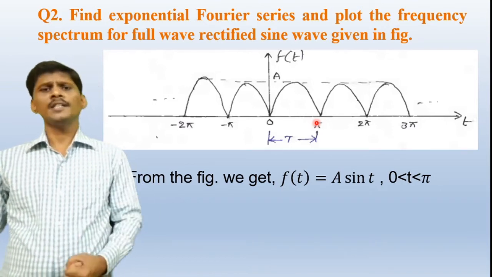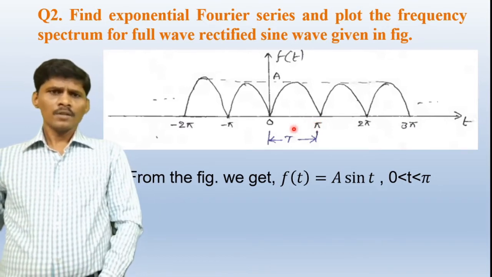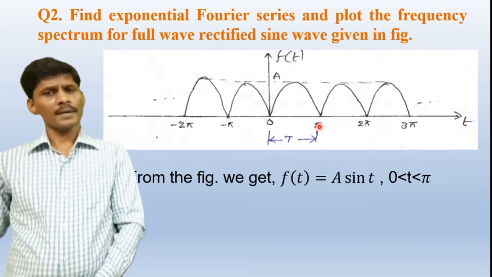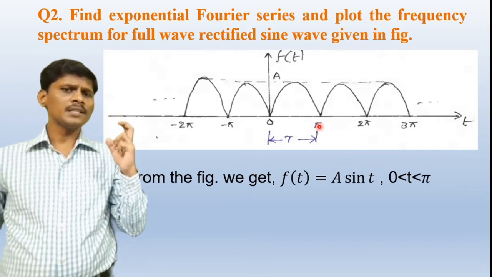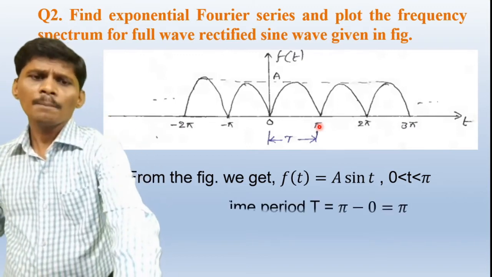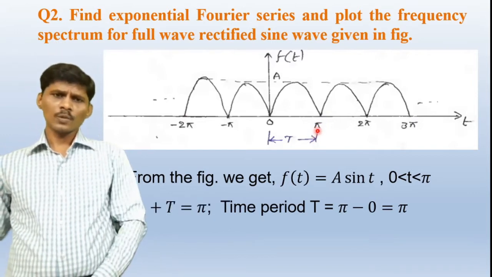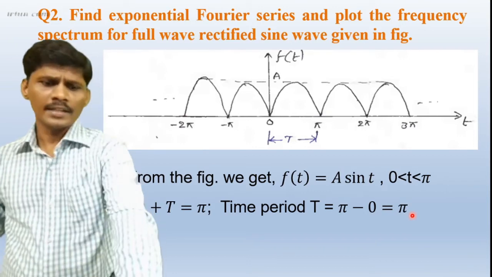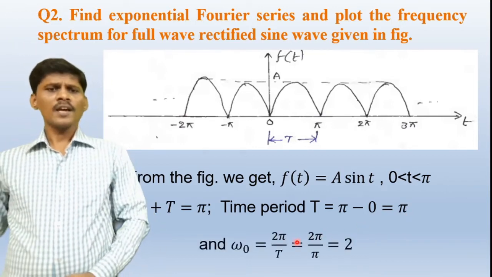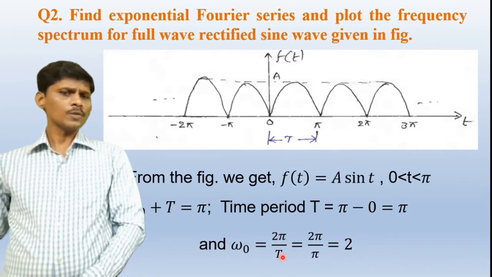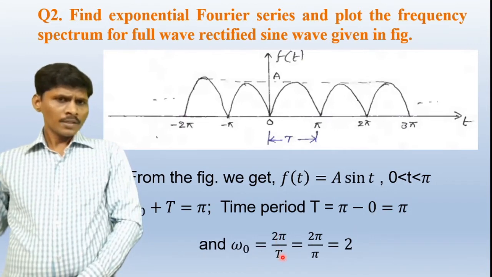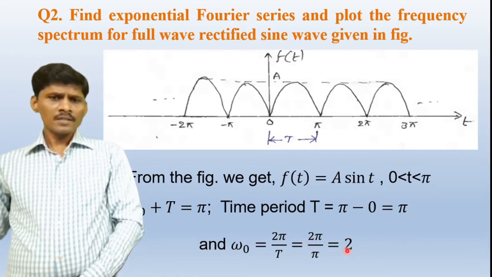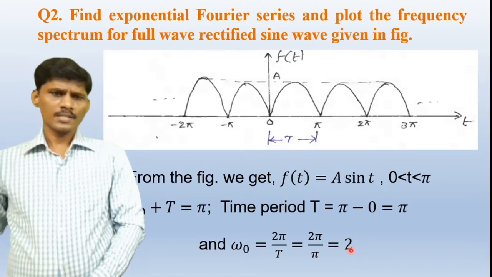So first calculate the time period capital T. In this waveform, what is the lower limit? 0. And what is the upper limit? Pi. How do we calculate the time period capital T? The time period capital T is equal to upper limit minus lower limit, that is pi minus 0, equal to pi. After that, calculate the angular frequency. Omega naught is equal to 2 pi by capital T. Here capital T is pi seconds, so that is 2 pi by pi, equal to 2 radians per second.